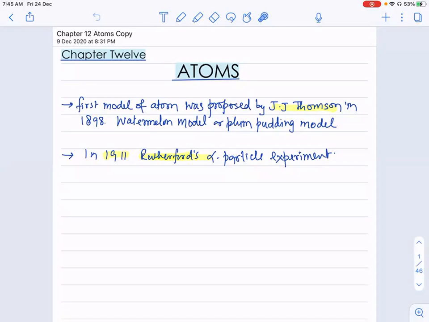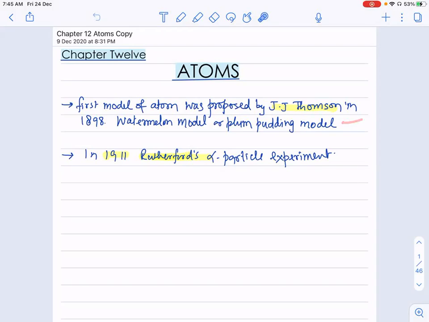Okay, this chapter is about the atoms. In this, we are going to see the discovery of the nucleus. पहले मॉडल जे थॉमसन का एटॉमिक मॉडल जो चल रहा था, in that what was thought कि electrons and protons are embedded inside the atom like watermelon or plum pudding model.